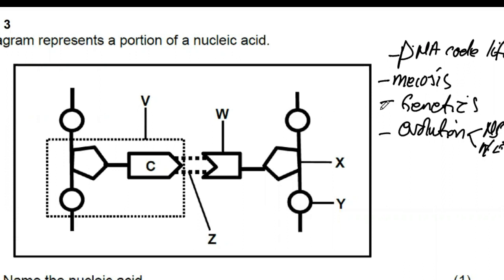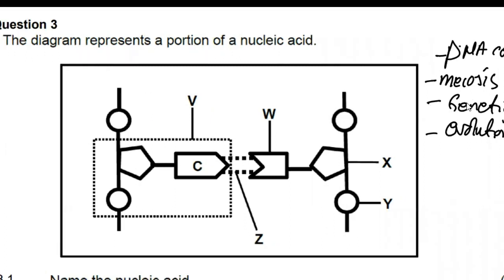If they bring a diagram like this, you have to find out which nucleic acid the diagram is representing. So this diagram represents DNA. Why DNA? Because of the weak hydrogen bonds, and then it's two-stranded.